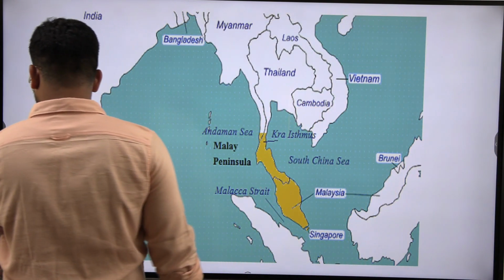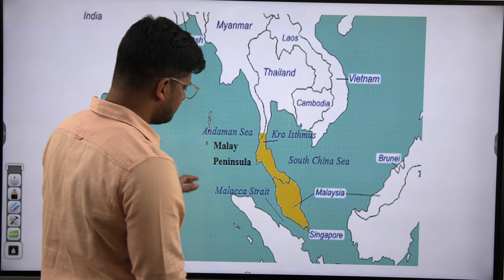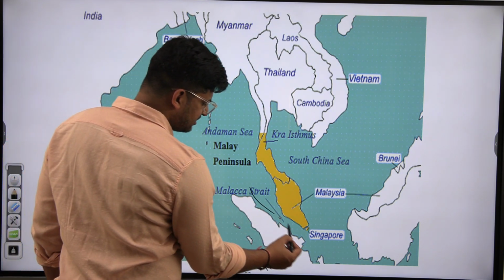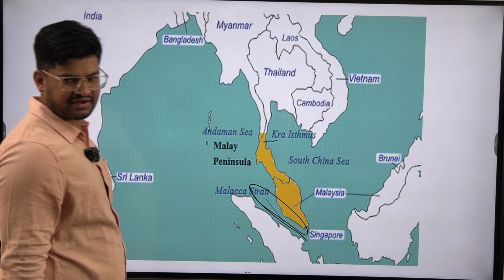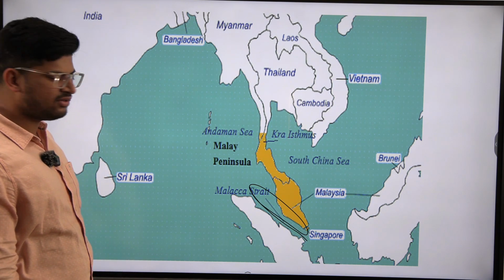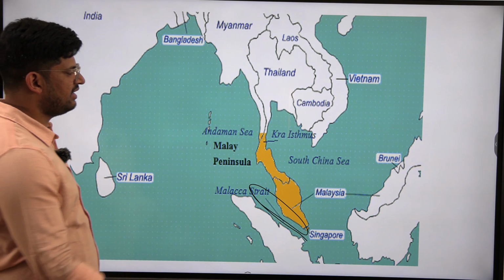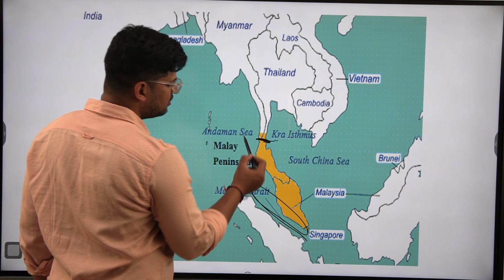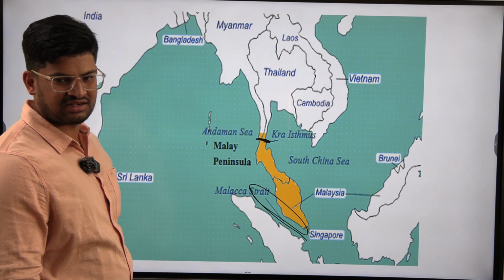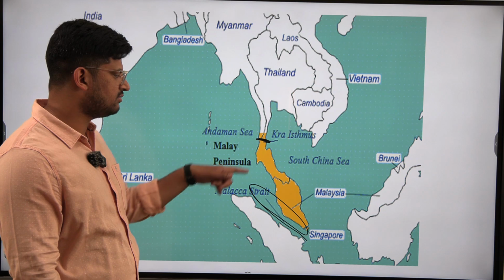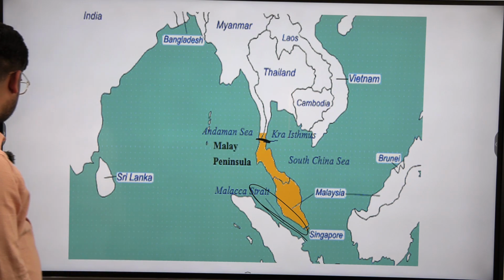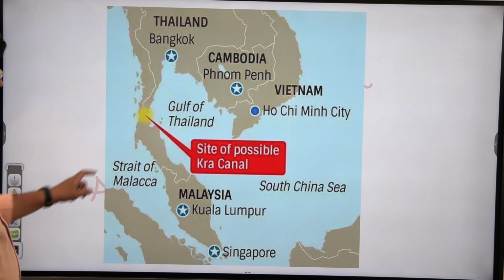Right. So since this strait is the busiest one, that's why now they are trying to dig a canal at a small narrow land body, that is Kra. They are going to dig a canal now at a place called the Kra Canal.